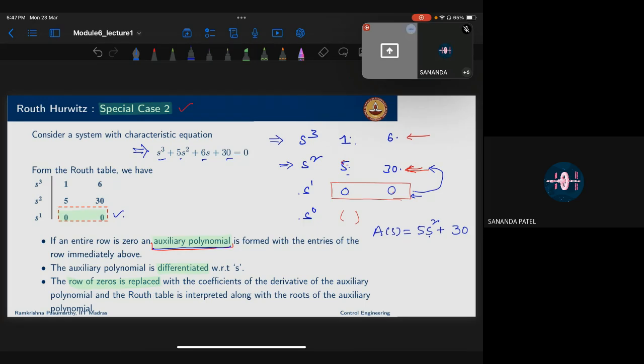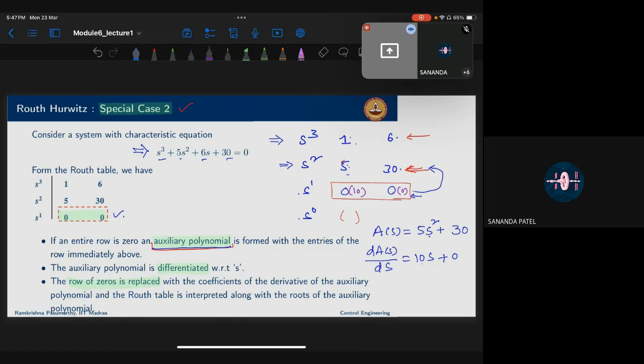Now you have this auxiliary equation A(s). Take the derivative of this with respect to s. So what is this value? 10s, correct? 10s plus 0. Am I correct? So now replace that 0, 0 row with 10, 0. So this will be 10, this will be 0. Is it clear?